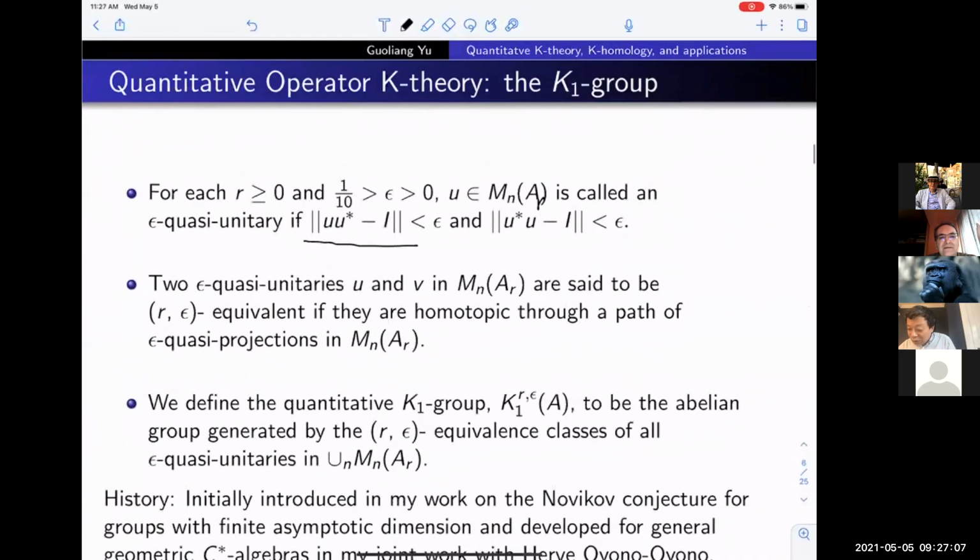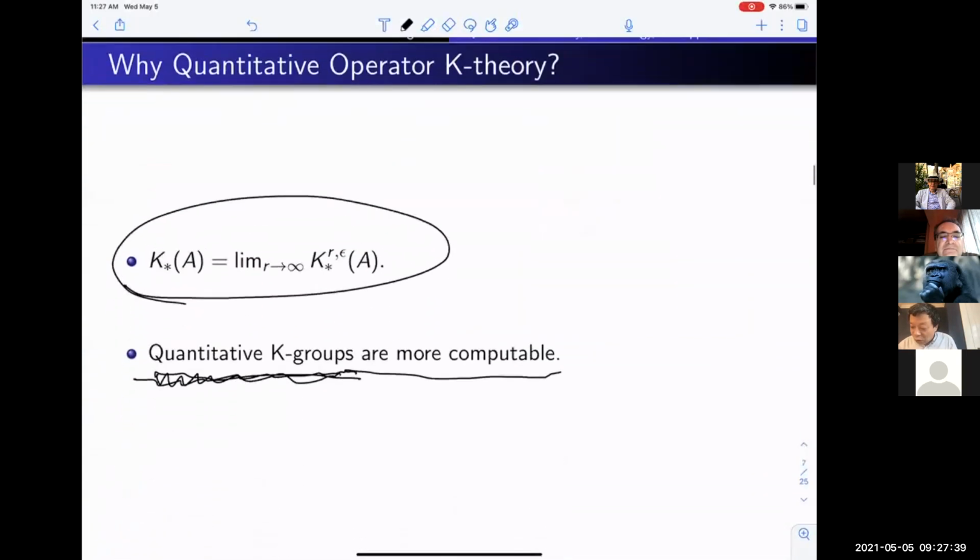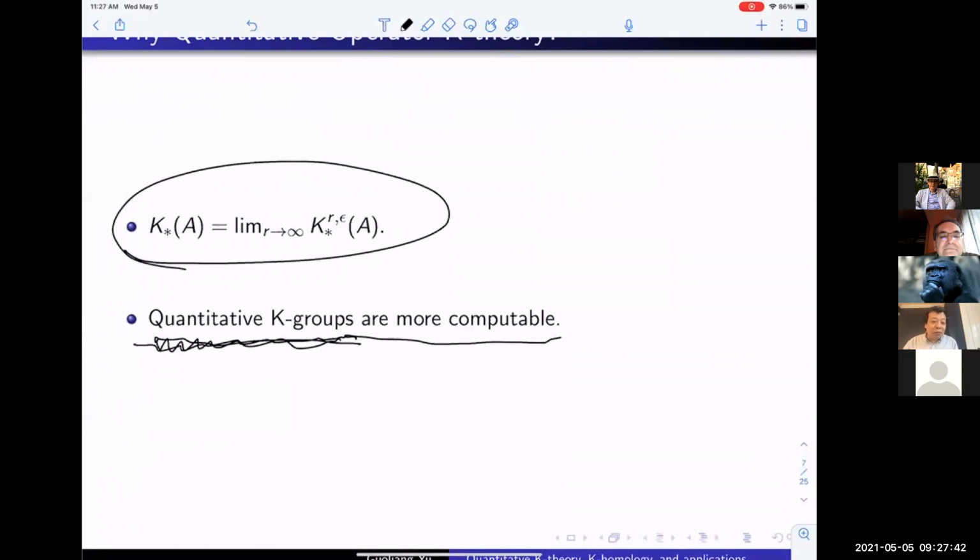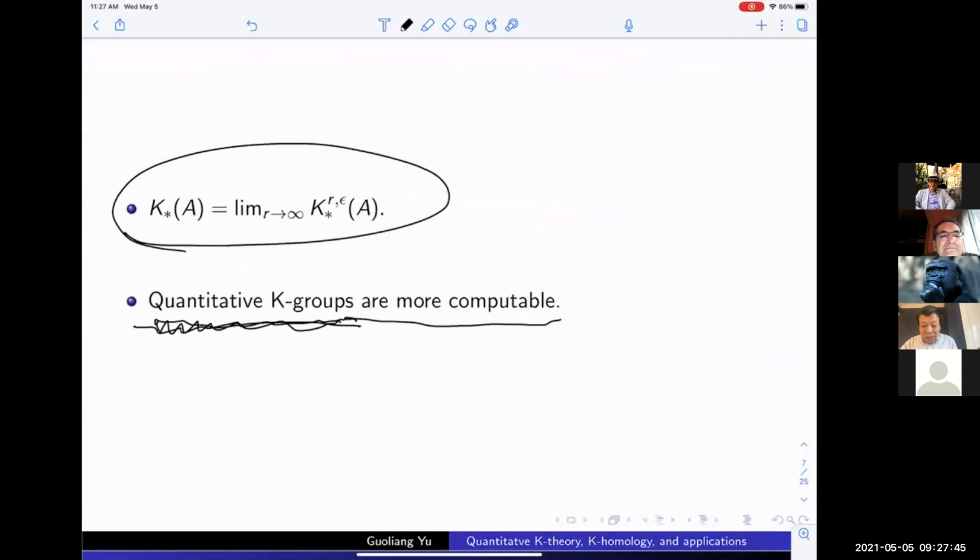I actually choose one epsilon like this, but you might ask why. For any epsilon you can choose a different one, and they are all asymptotically equivalent to each other. But if you choose a smaller epsilon, you might make the R bigger. So these two constants are balanced against each other. But for this talk, I will fix one epsilon; let's not pay attention to the epsilon anymore.